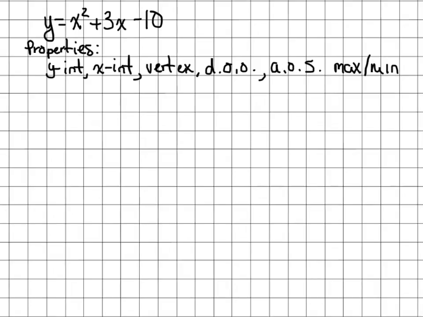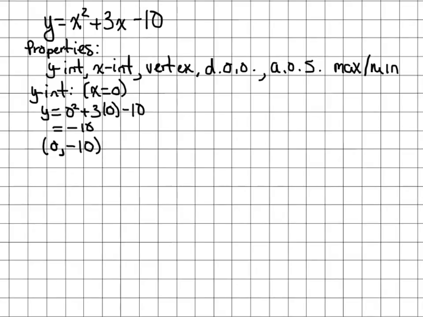So if we look at this one, well, I know that we can find out what the y-intercept is and what the direction of opening is, based on the information there. And so we might as well go ahead and do that. So the y-intercept, and this is when x equals 0. So I have y equals 0 squared plus 3 times 0 minus 10, which is equal to minus 10. So we know that the y-intercept is at 0, minus 10.